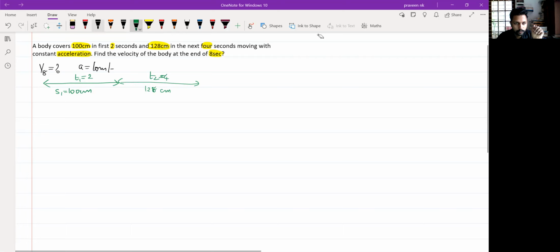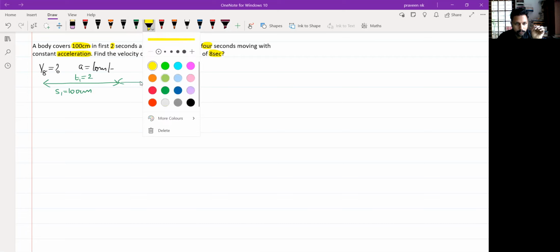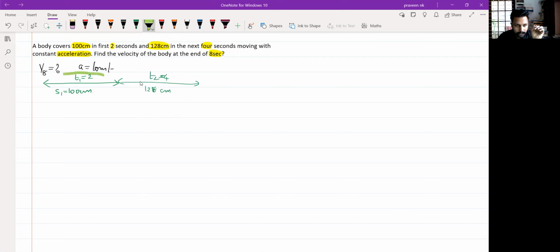In order to solve this problem, let's formulate equations. Let us initially formulate an equation regarding the situation mentioned over here. Let's use the second equation of motion. What's our second equation of motion? S is equal to ut plus half a t square. Therefore, I'll write S1 is equal to u t1 plus half a t1 square, because the acceleration is a, which is a constant, and the time t1 is 2 seconds over here, and the displacement is 100 centimeter.